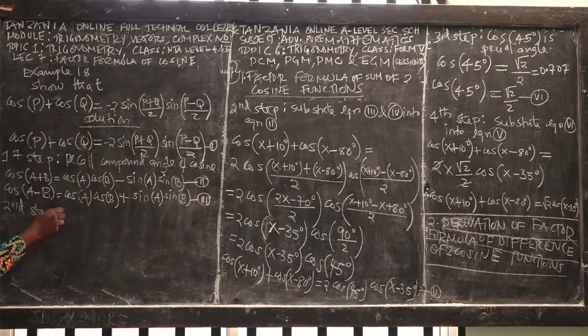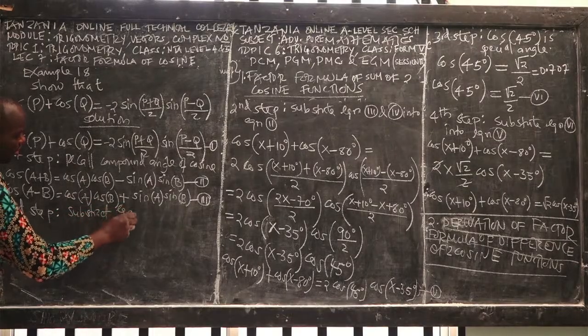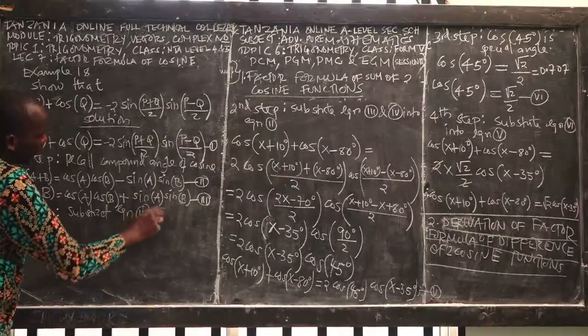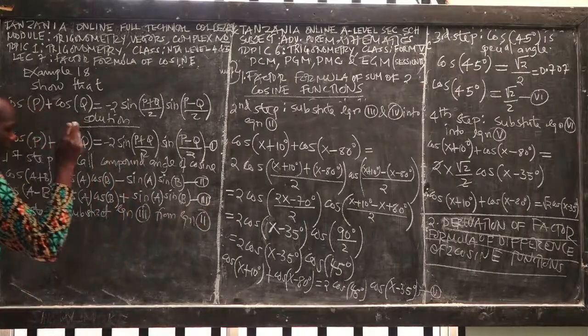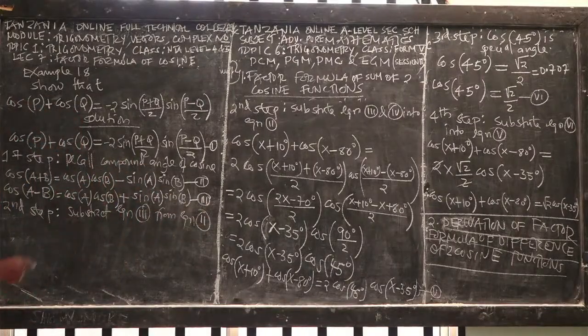Second step, we say that we subtract equation 3 from equation 2. Chukua question ya pili, toa equation ya kwanza. Ndio tulichokiandika hapa. So on left hand side, cosine of A plus B minus cosine of A minus B.